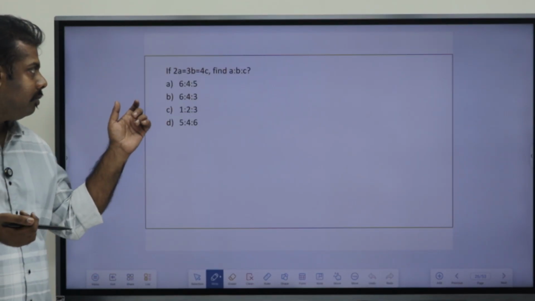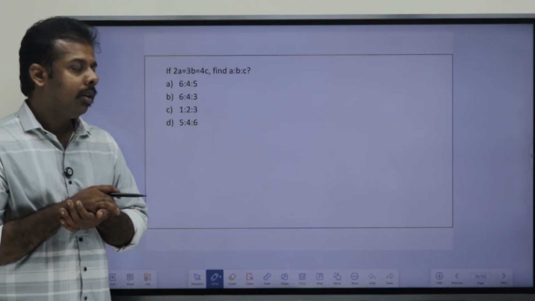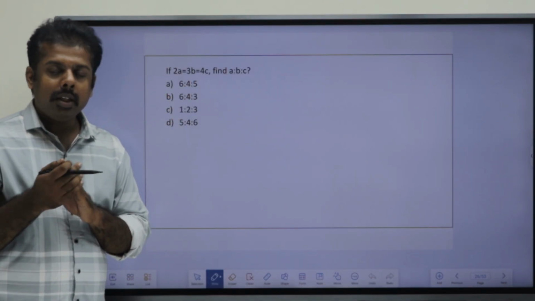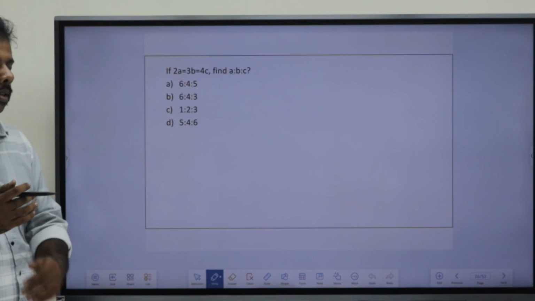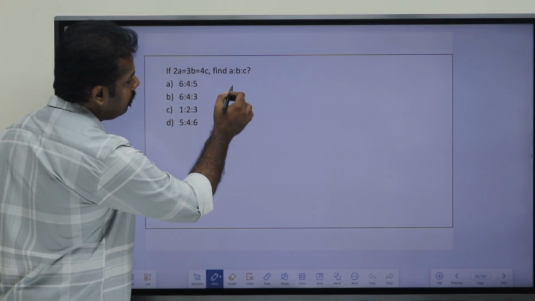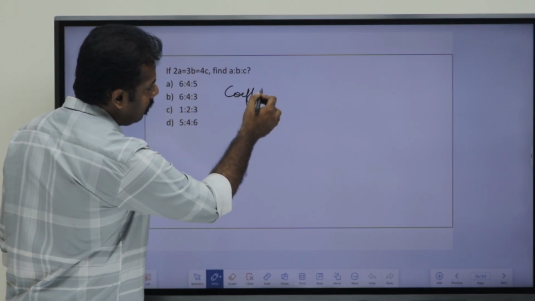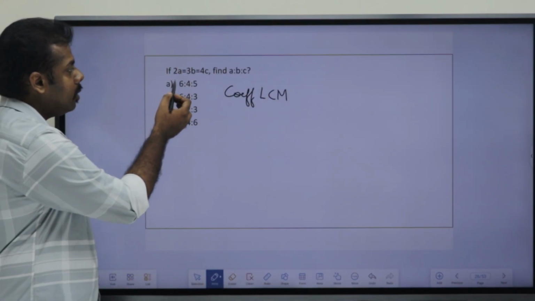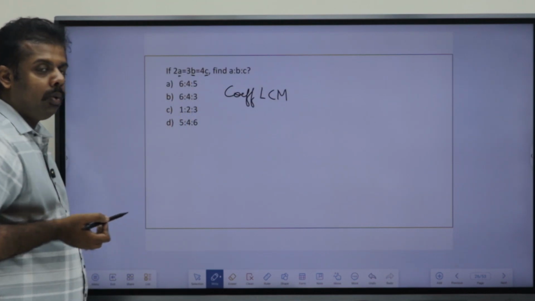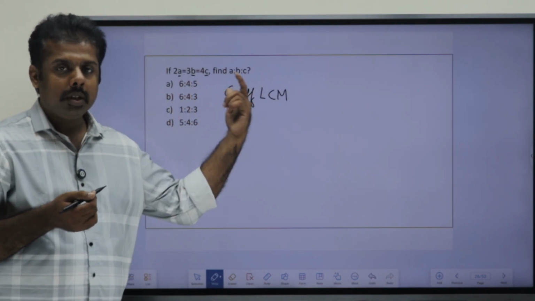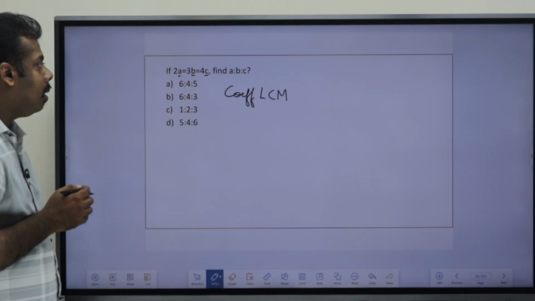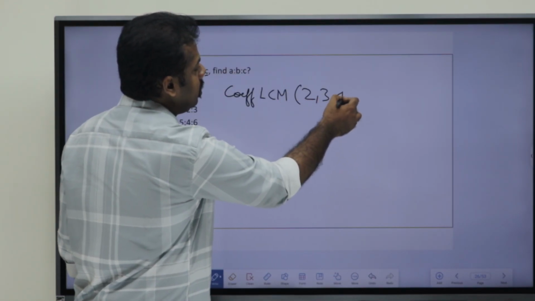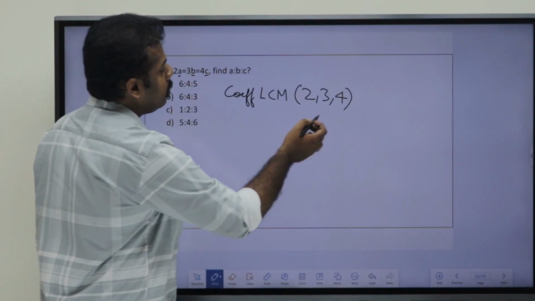They have given a condition that if 2a equals 3b equals 4c, from that we have to find the ratio of a, b and c. Basically there are two steps to find the ratio of a, b and c. The first step is to take the LCM of the coefficients. The coefficient is the number which comes before the variable. We have three variables here, a, b and c, so the numbers are 2, 3 and 4. Just take the LCM of 2, 3 and 4. As we know, it is 12.